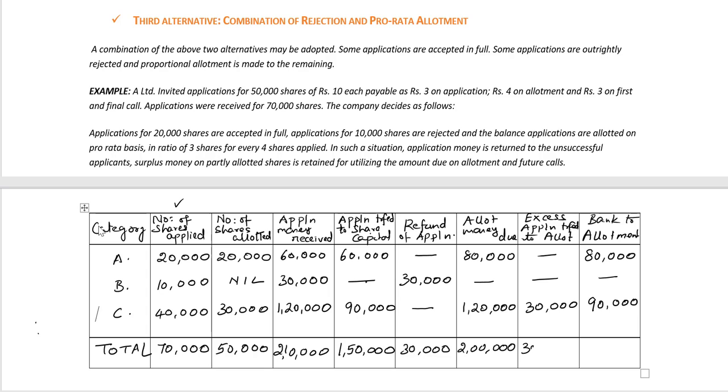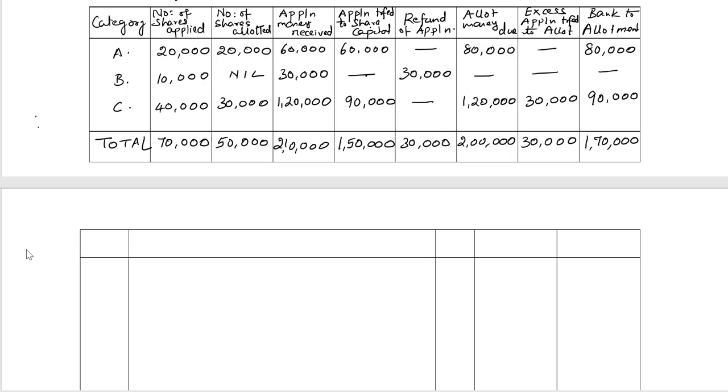Excess application which is transferred to allotment is 30,000 rupees, and the total of bank to allotment is 80,000 rupees plus 90,000 rupees, which is 1,70,000 rupees. So we've prepared the table. It is very easy for us to pass the journal entries now. Let's go ahead with the solution and pass the journal entries.